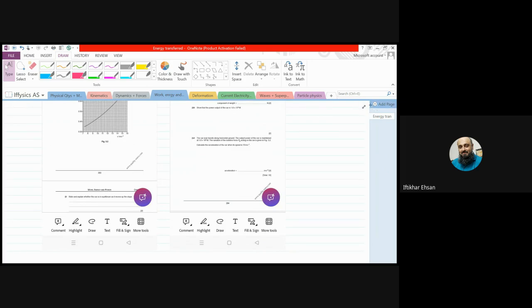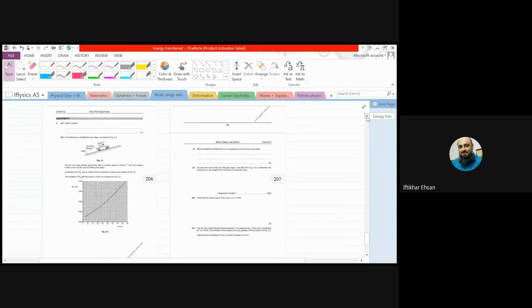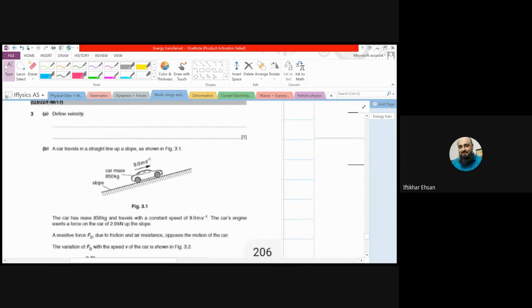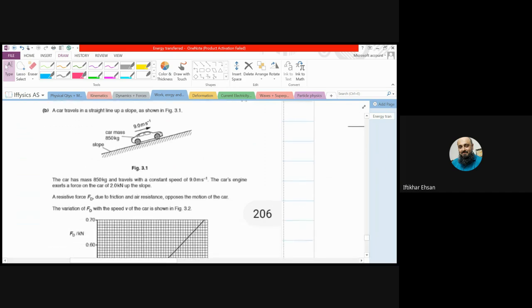Okay, beta ji. Now let us move on and start discussing. Define velocity: rate of change of displacement, or speed in a specific direction. A car travels in a straight line up a slope. You can see the car has mass and travels with constant speed.